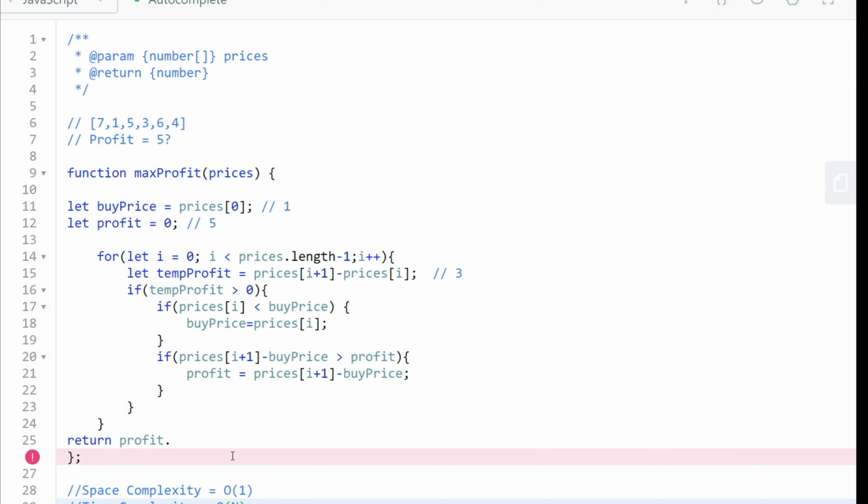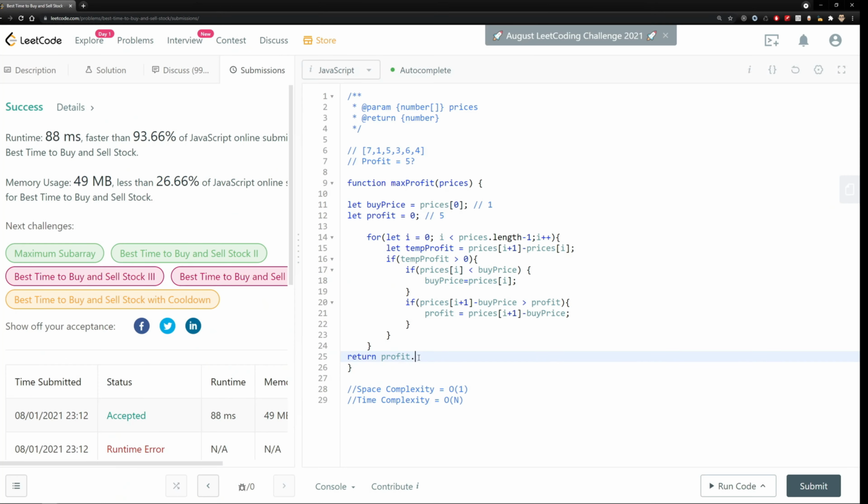Submit. Oh, runtime error. That's not cool. Why do I have a runtime error? Let's take a look. Oh, silly me. There's a period here. All right, cool. So instead of a period, it should be a semicolon, and let's submit this question again. Great, we solved this problem.